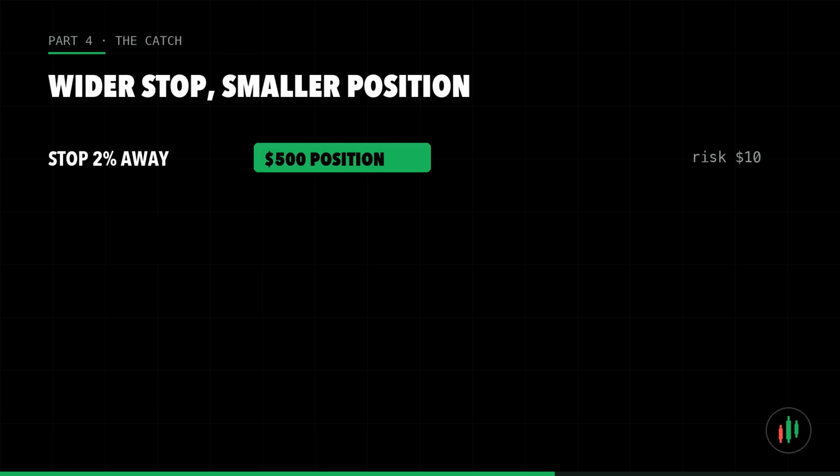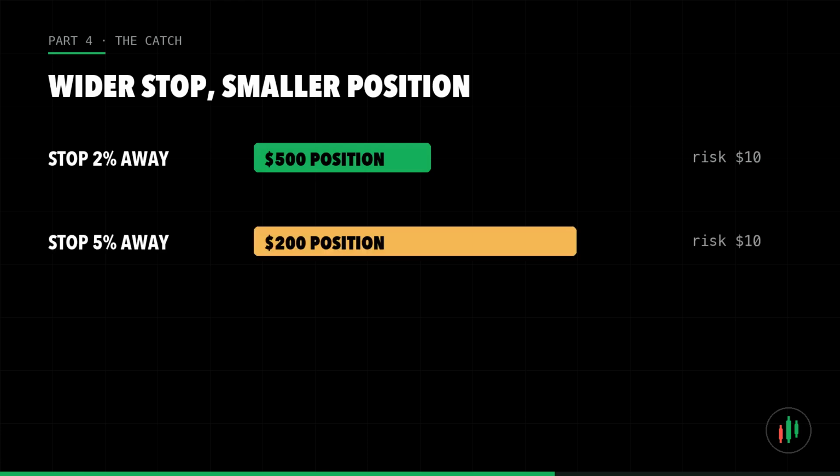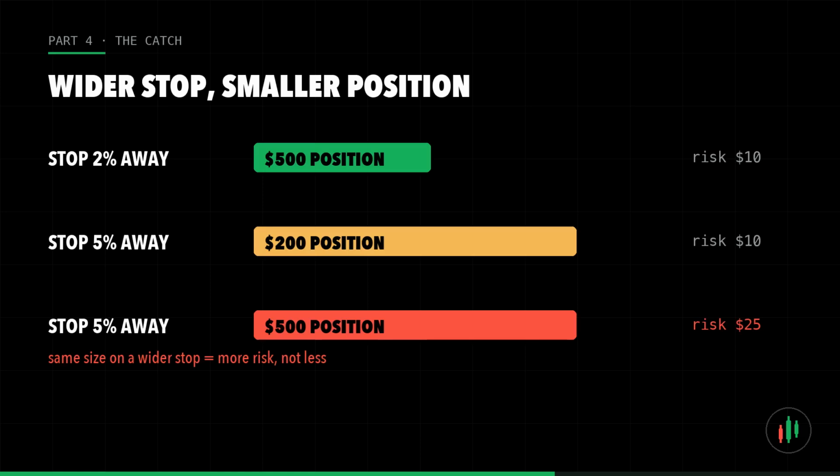A wider stop is only free if the position shrinks with it. If you widen the stop and keep the same position size, you have not protected anything. You have simply increased what you lose when you are wrong. The two numbers move together, or the whole method collapses.